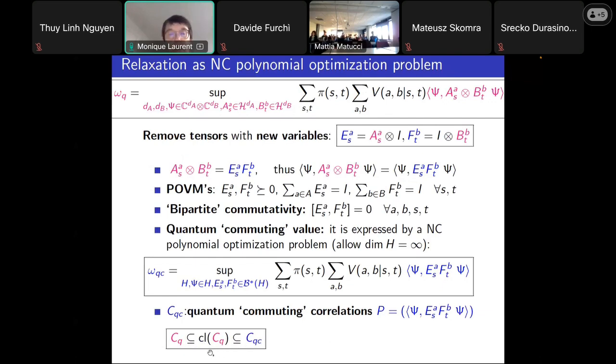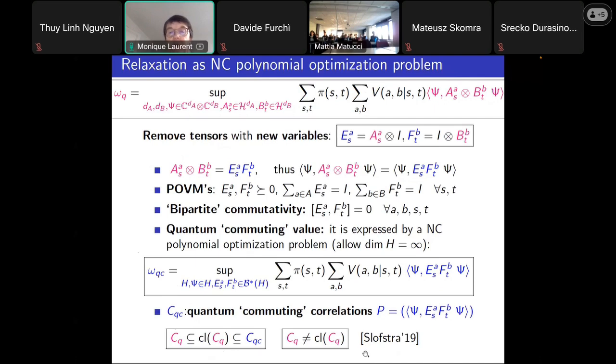So the first thing you can observe is that the set CQC is closed because you are optimizing here. I didn't say explicitly, but this H can be anything, an infinite dimensional Hilbert space. So CQC is a closed set. CQ is not apparent that it is a closed set because this is defined with these tensor products. So let's put the closure of CQ in between, like this. And actually, it has been shown a few years ago by Slofstra that CQ is not closed. So this first inclusion here is a strict inclusion.